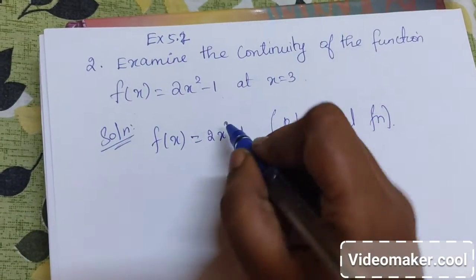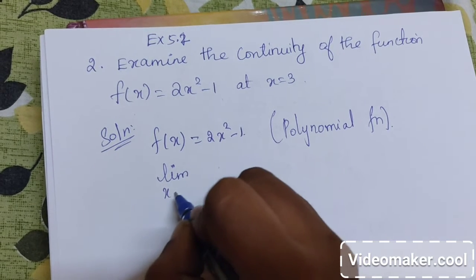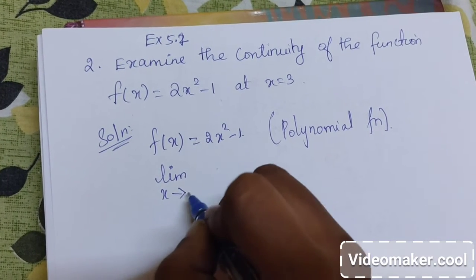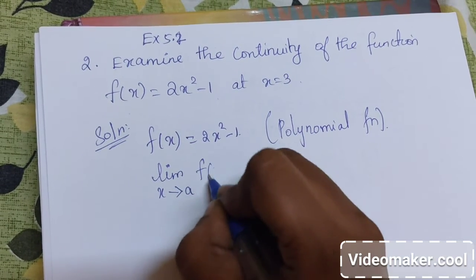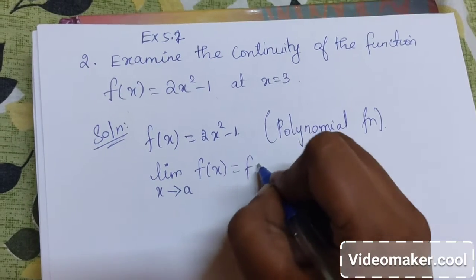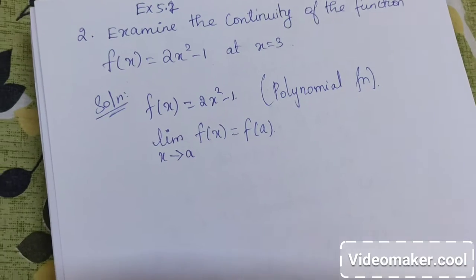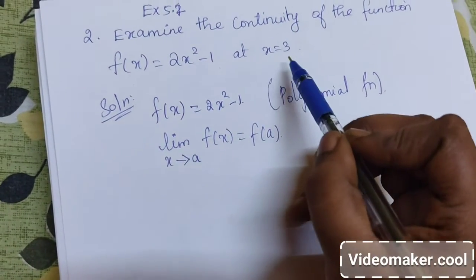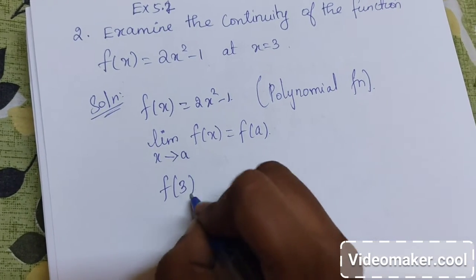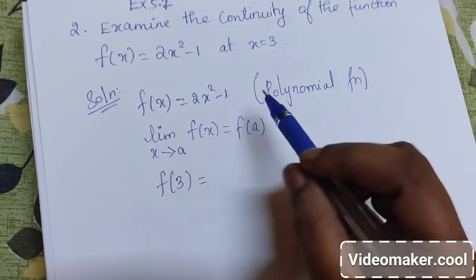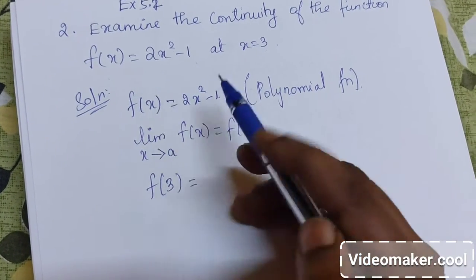To say a function is continuous at a given point, it should satisfy this condition: limit x tends to a, where a is the fixed point, of f of x is equal to f of a. In this case, we can say the function is continuous at a. So we are taking x as 3. We can calculate the functional value. So what is f of 3? By replacing x as 3 in the function, we will get the functional value.